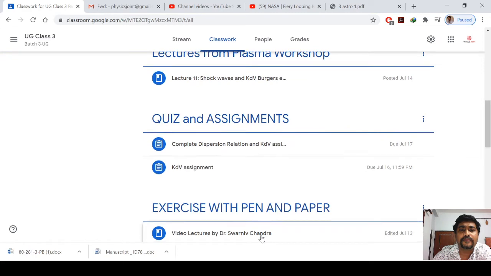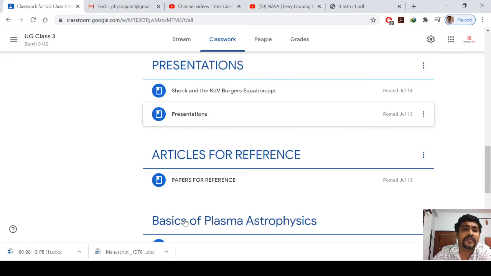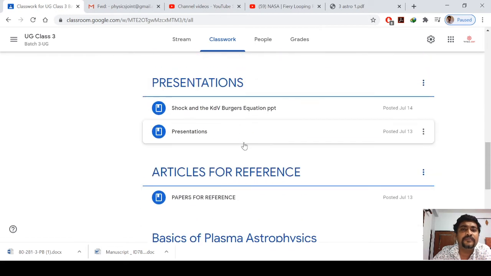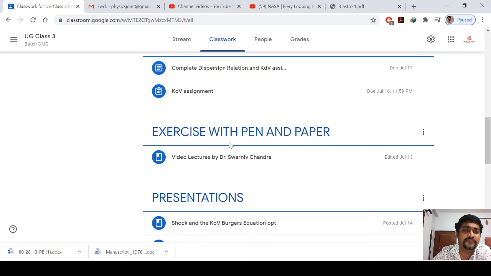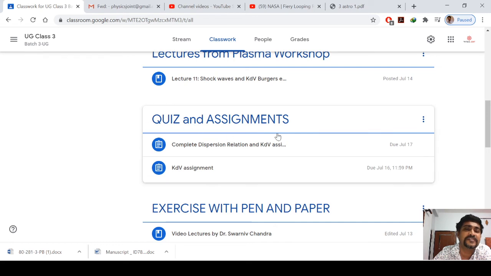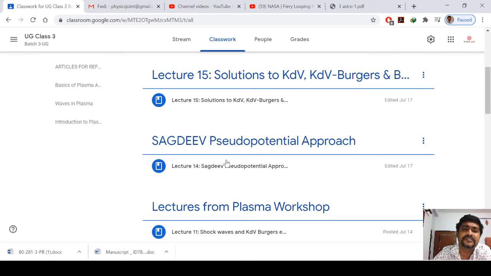So you will be given this pen and paper expression and how to derive these KdV Burgers equations. My lecture videos are there, KdV assignments will be there, and I will try to put all the assignments under one head, quiz and assignments, so that will be very helpful for you. And regarding this plasma workshop, my lectures would be included. These are all these things.